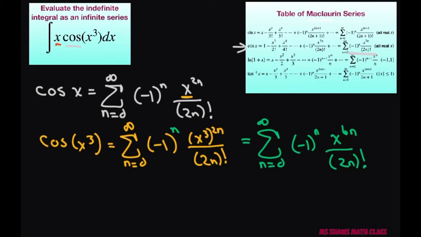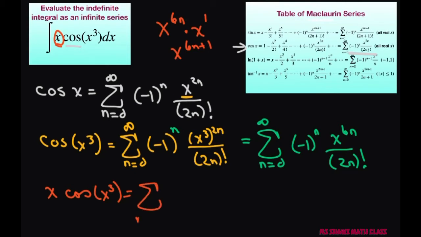And finally, we're going to add this x. So we have x times cosine of x cubed. Basically that's just multiplying this by x. So if you have x to the 6n power times x to the first power, that's going to be x to the power of 6n plus 1. So finally we have the sum n equals 0 to infinity of -1 to the power of n, and then x to the power of 6n plus 1 divided by 2n factorial.